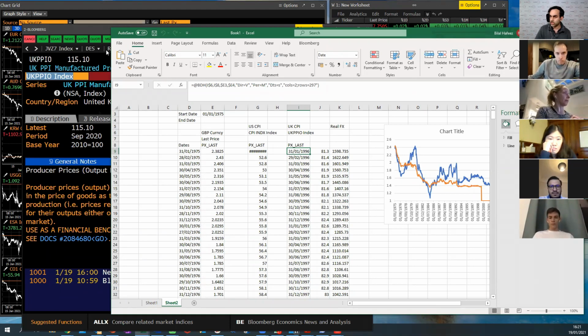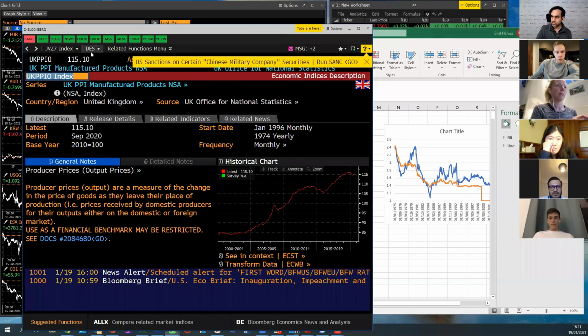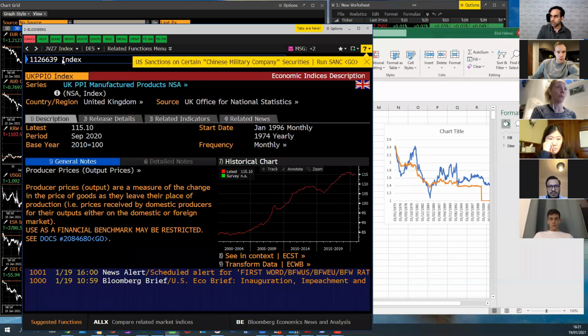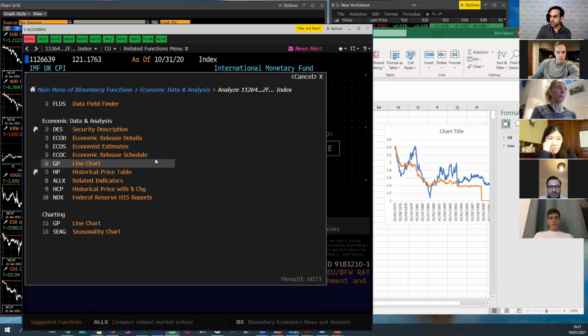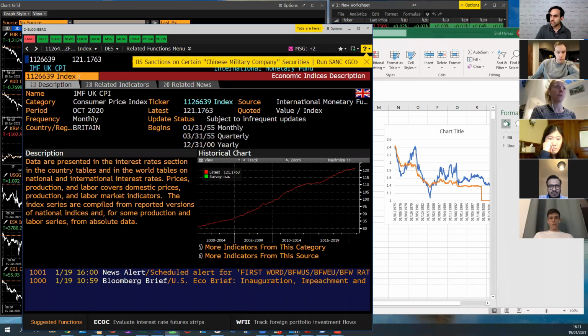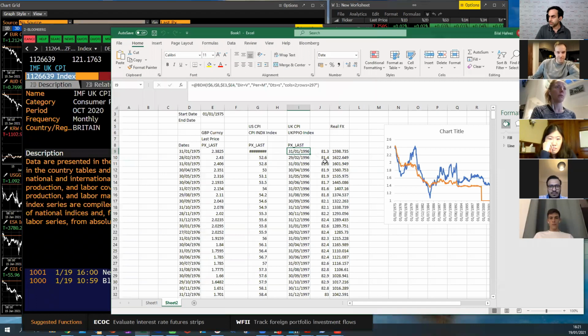Okay, so what I'll do is, the IMF tends to have very good data on CPI. So I will now use the IMF data. And this goes back to 1955. So we're going to use that now.